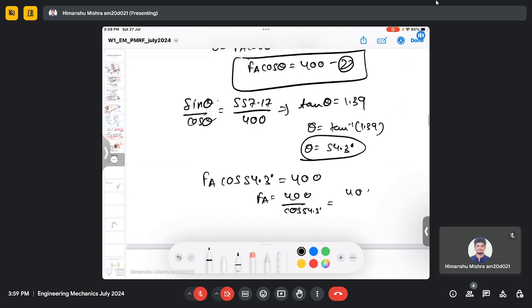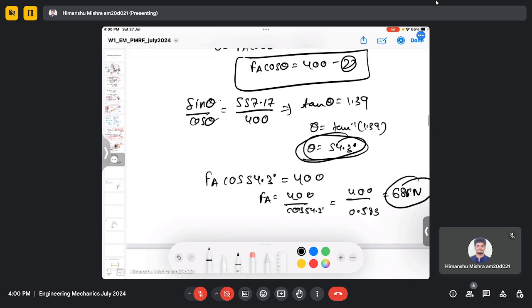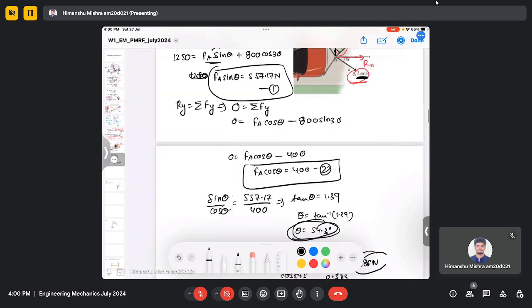So it is 400 divided by 0.583. So it will come out to be 686 Newton. So your F_A is 686 Newton and your angle theta is 54.3 degrees.